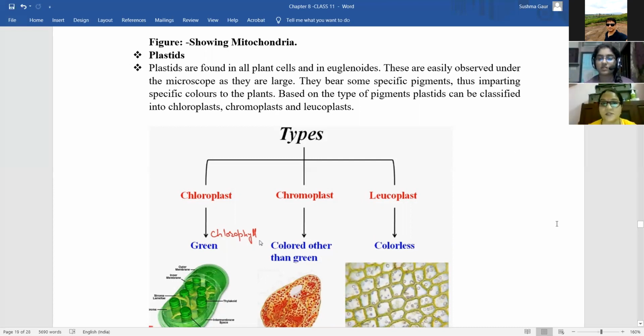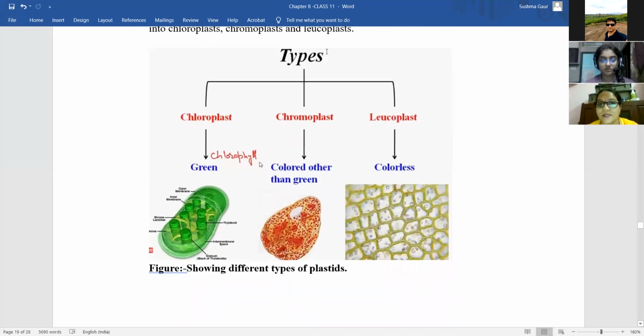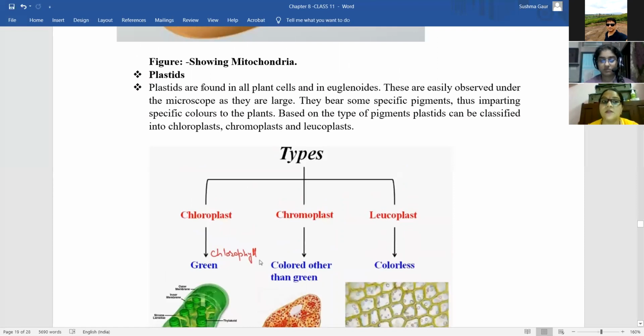Okay, plastids. So what are plastids? Let's see the first diagram. Let's see the definition first. What are plastids? They are found in all plant cells and in euglenoids. So these plastids will be absent in animal cells, because chloroplast will only be present in plant cells.